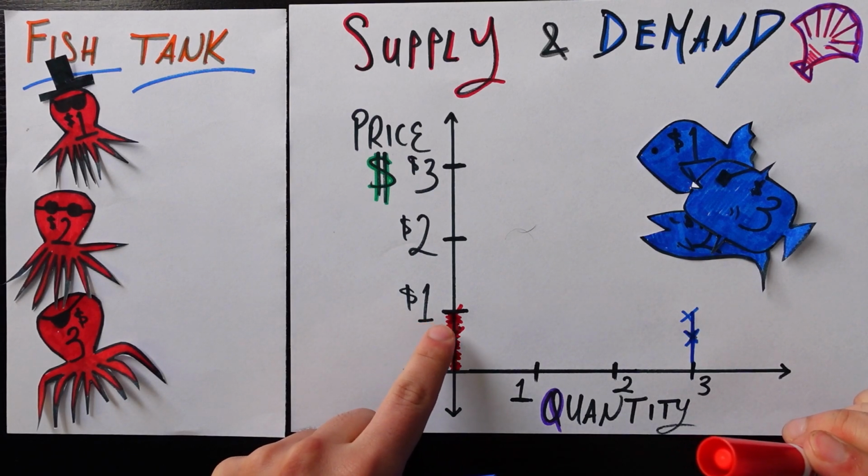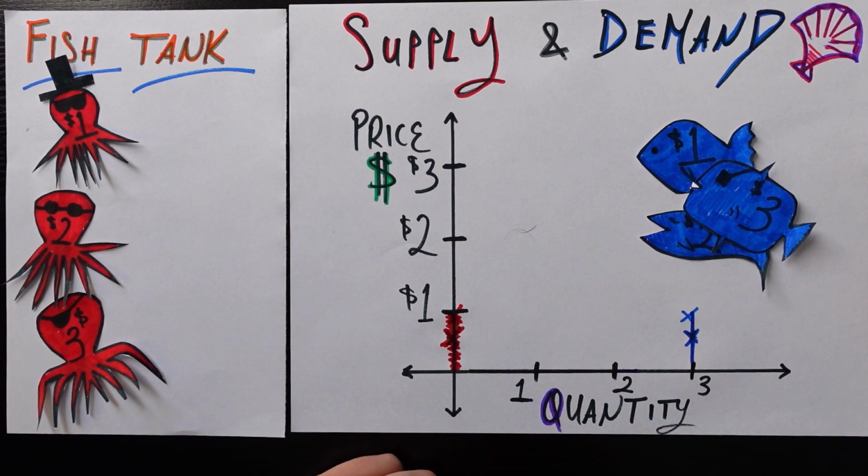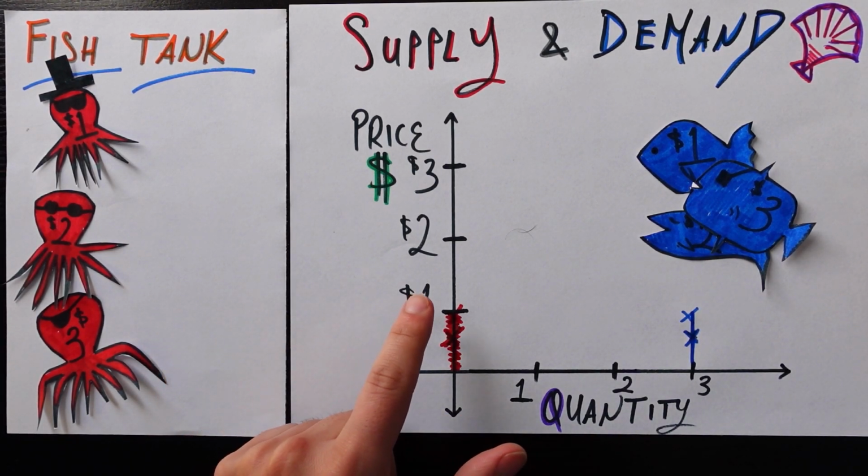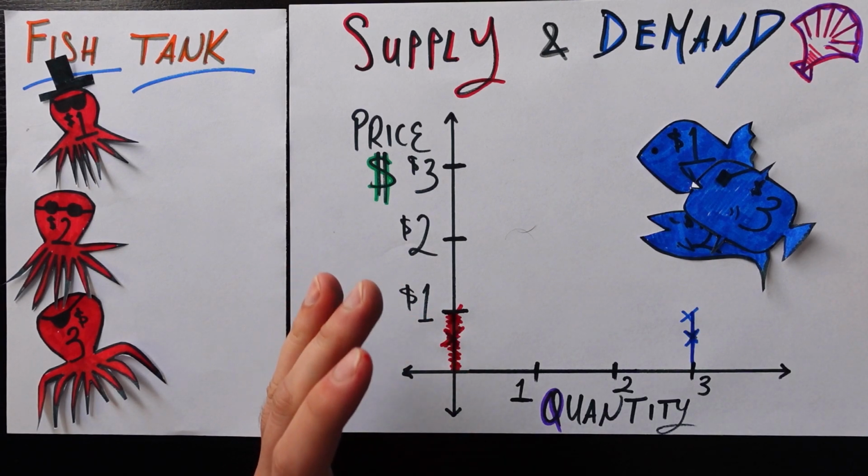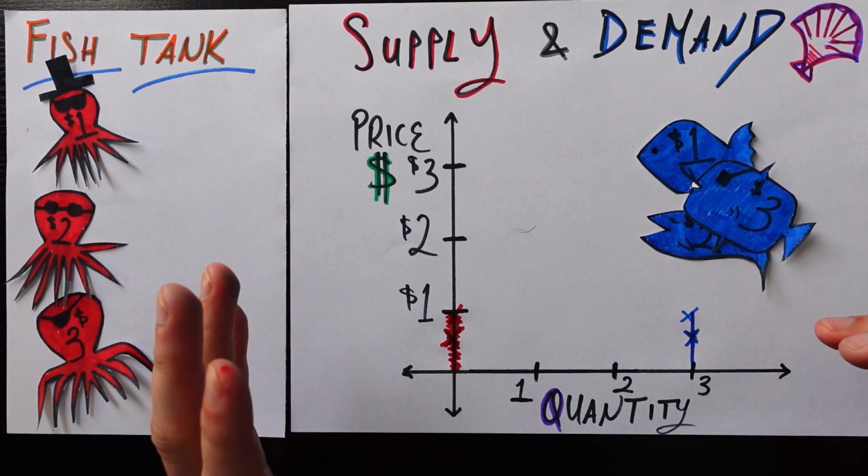Now, let's say we breach this barrier of $1. Now here's where interesting things start to happen. So now let's say the price of a shell is $1.01, just above $1. Things are going to change. How are they going to change?